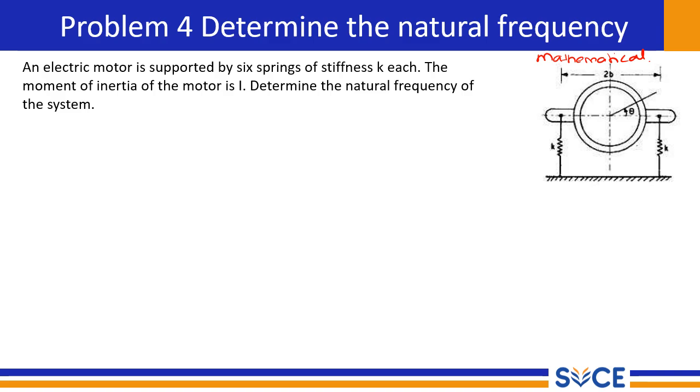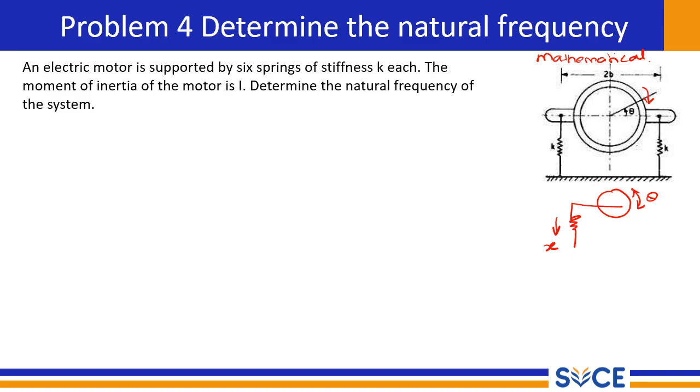What is this theta? Theta is nothing but the deflection of the motor. Whenever it is deflected because of a disturbance, it is a rotational displacement, so it is theta. When I draw the free body diagram, this is rotation. So x is going to be rotated, then there should be theta, that is the rotational movement.